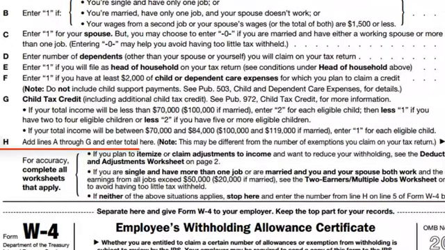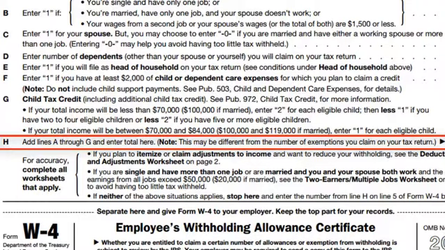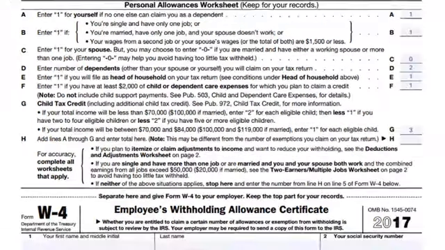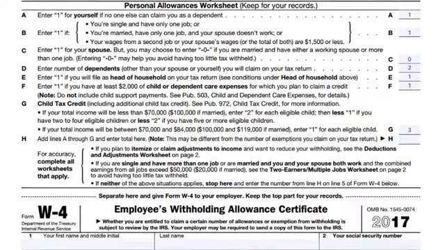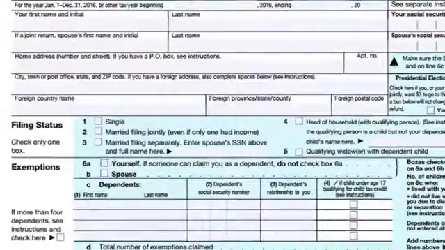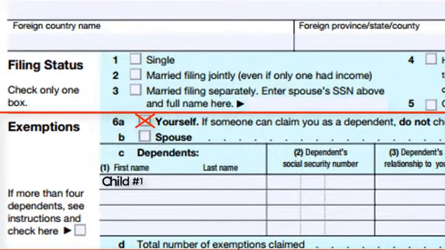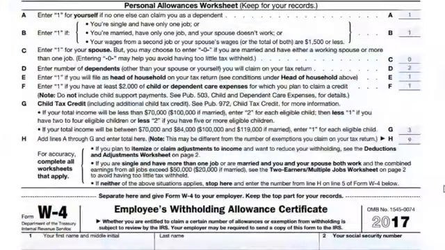Line H. Add lines A through G and enter the total here. Note, this may be different from the number of exemptions you claim on your tax return. Susan adds lines A through G and comes up with 9. Susan enters 9 on line H. Notice the difference between allowances and exemptions. On Susan's tax return, she will only be able to list herself and 2 children as exemptions. That's a total of 3. However, on her Form W-4, she qualifies for 9 allowances.